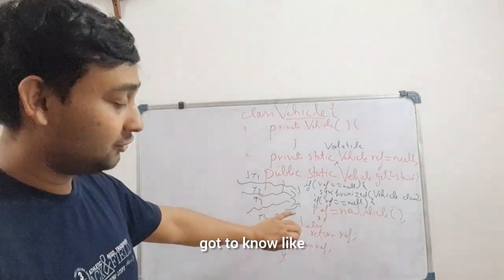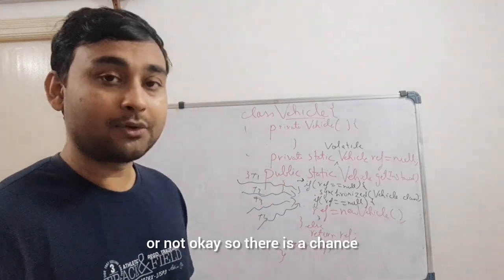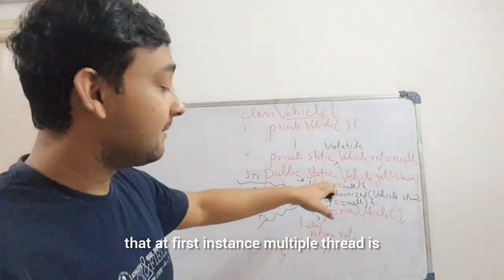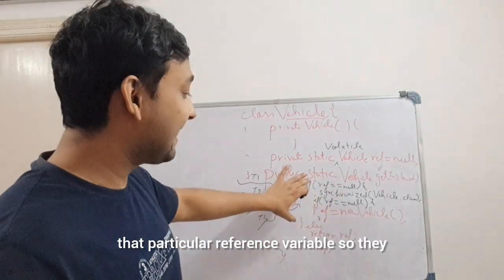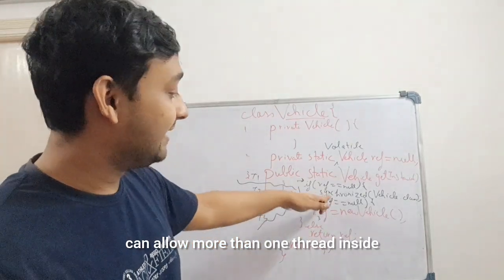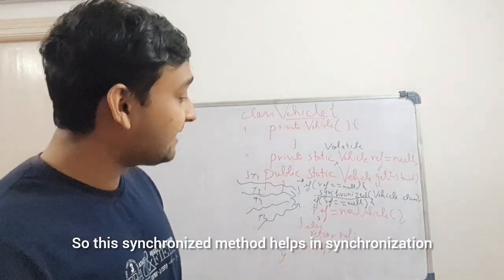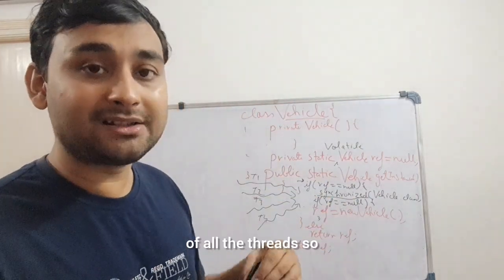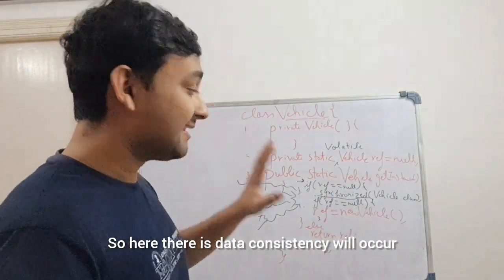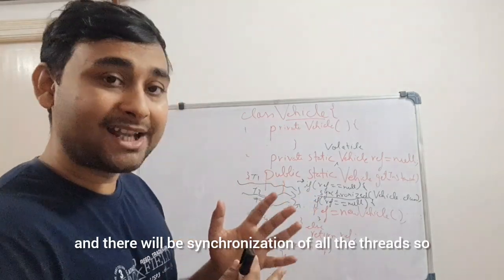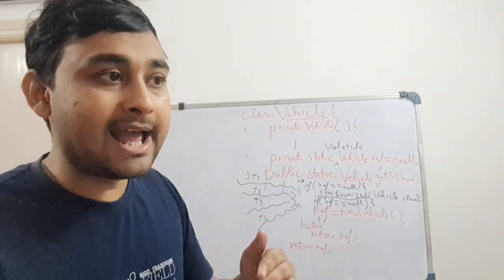So I hope you have got to know what is happening over here. First of all, I am checking whether reference is null or not. There is a chance that at first multiple threads are trying to access the lock on that particular reference variable, so they can allow more than one thread inside. After that I am using a synchronized block. This synchronization of all the threads helps so that one thread will be allowed to go inside, not multiple threads.